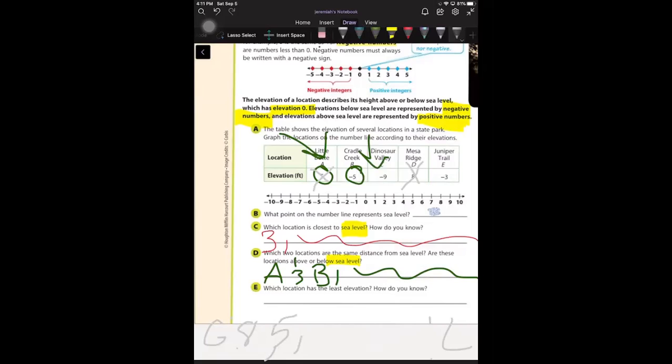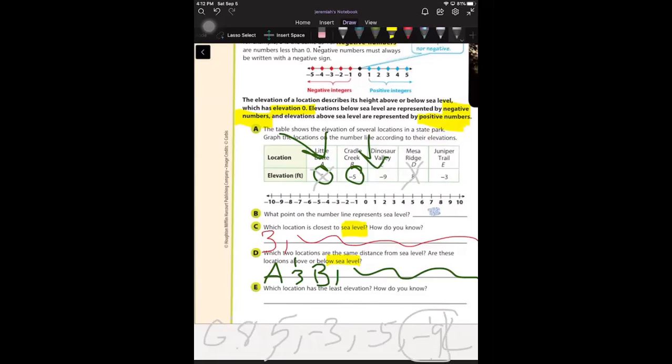Okay, so the -3 is next because it's only 3 units away from 0. Okay, so we have -3. Now, what's next? It will be -5 because it's only 5 units away from 0. Now, next we have -9, which is the furthest one away from 0. So which one is the furthest away from sea level? Good job. It is -9.